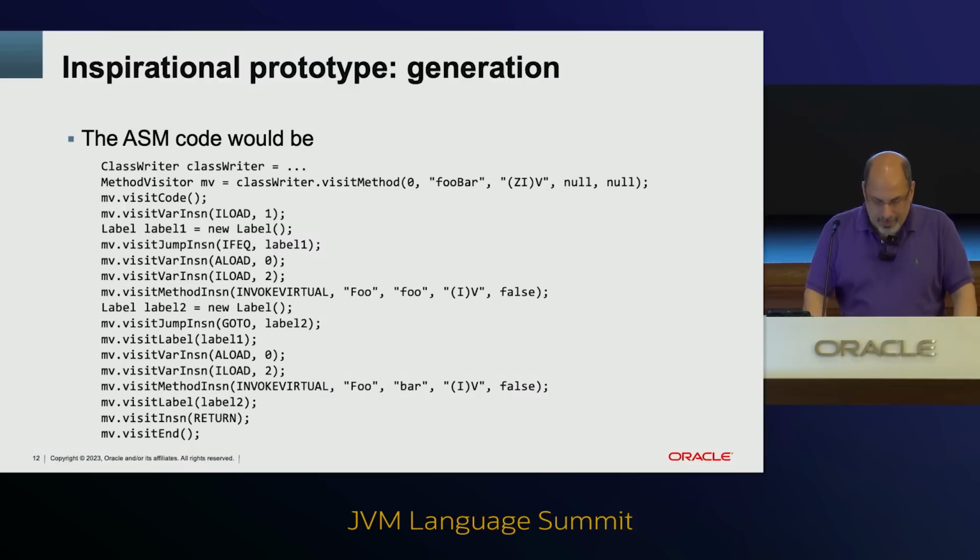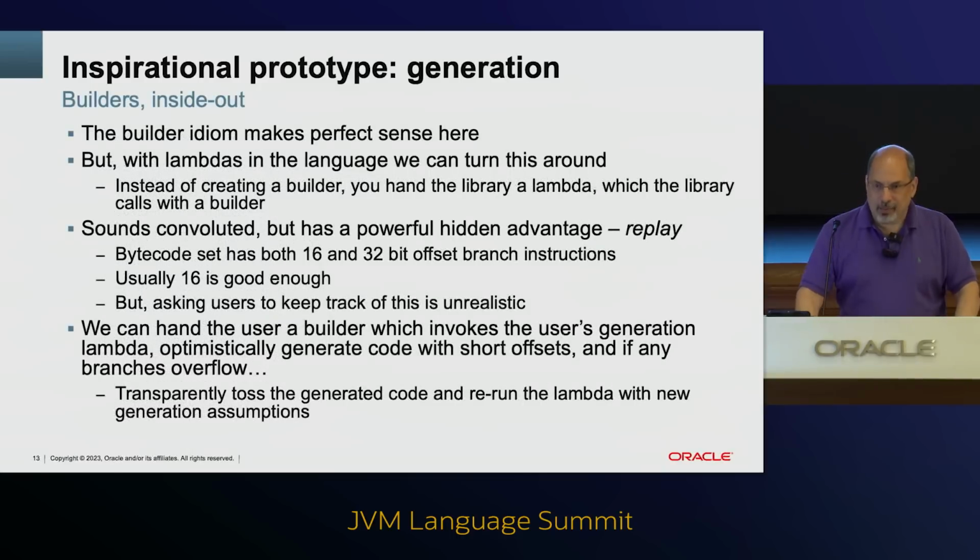And we like the builder pattern, but we realized that we could do an interesting twist on the builder pattern to make it more expressive here. So the idiom of builders made sense, but when you have lambdas in a language, you have the opportunity to do some inversion of control. So instead of saying, okay, user, make a builder, and then make a bunch of calls on the builder, you can say, okay, user, hand me a lambda that accepts a builder, and I'll hand it back to you. I'll call that lambda with a builder, and then you do your calls on that.